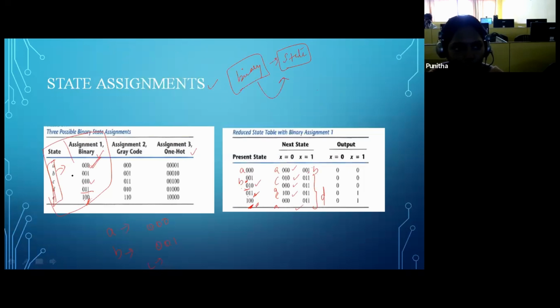B means the assignment I made is 001, so this is 001. The remaining things are D. For the D representation, it is 011. So the remaining representation is 011, 011, 011, 011.